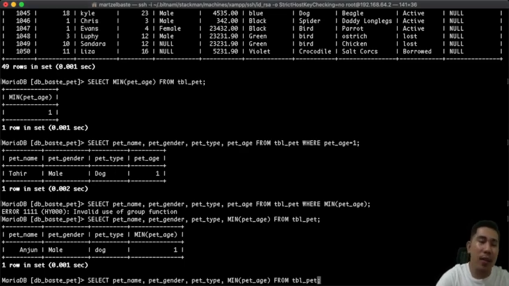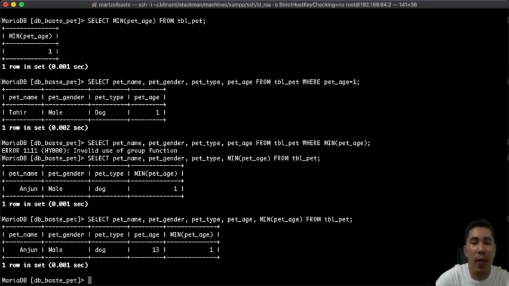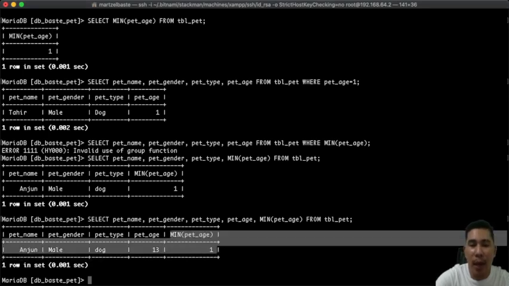But let's say if we're going to add one more, like the age of Anjun. What is the age of Anjun? Actually, the age of Anjun is 13, not 1. So with this, the aggregate function returns this one, which is correct.